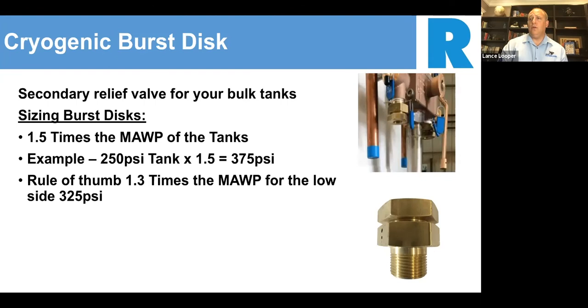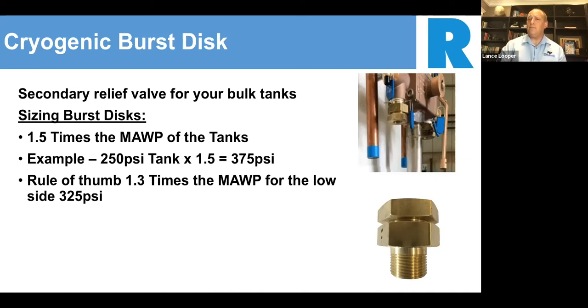The key thing to remember is 375 is the highest that you can have these set at. If you have an inspector come out and they're higher than 375, they're really going to get on your case and make you replace these. Might even fine you for it. I just put that in because people buy secondary relief valves at too high and too low pressures all the time.